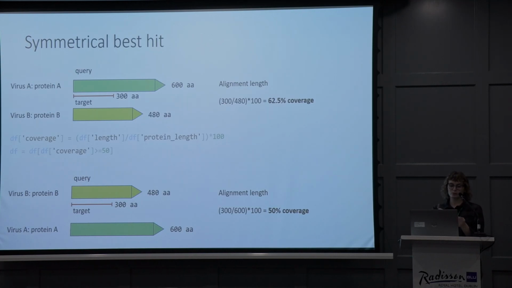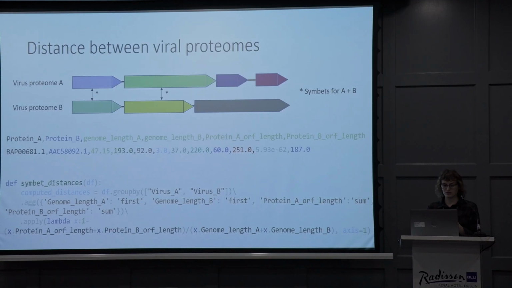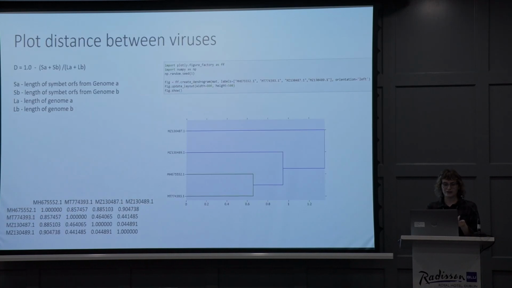Now, if you blast protein B against protein A, will it also have a coverage of 50% or more against protein A? This is what defines a symmetrical best hit. So what I'm trying to do is find these symmetrical best hits between pairs of proteins in all viruses, so I can calculate these distances between the viruses. This is fine. I can use this distance formula to create this matrix, and I can plot these trees.